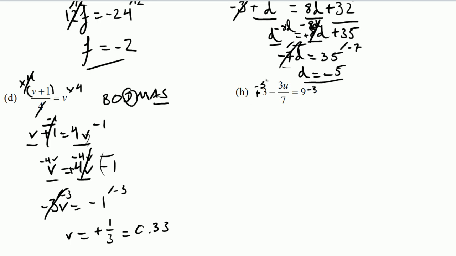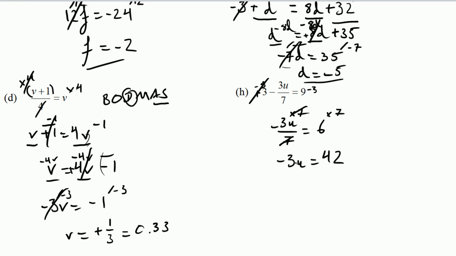Hopefully you can read that. So this gets cancelled, and you get negative 3u on 7 equals 9 minus 3, 6. So that's a 6. Okay, so then we want to get rid of any division or multiplication, because there's no more addition or subtraction here. Let's get rid of this divided by 7 first. So we times 7 on both sides. That goes and that goes. And we're left with negative 3u equals 6 times 7 is 42.